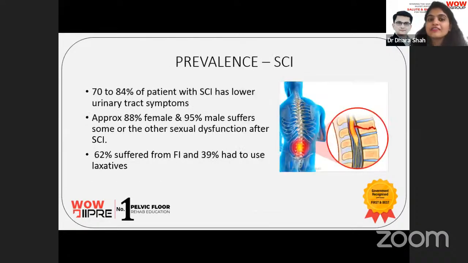Okay, so now when we talk about the prevalence, we have got an idea that this is not a field which needs to be overlooked. Rather, this is a field where you have to function and you have to make sure that your patients who are coming to you are getting a right justice, not only for the sensory and motor improvements, but even for the bowel, bladder, and the sexual improvement.